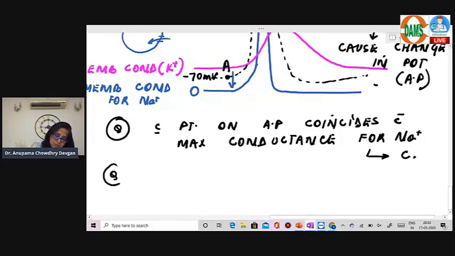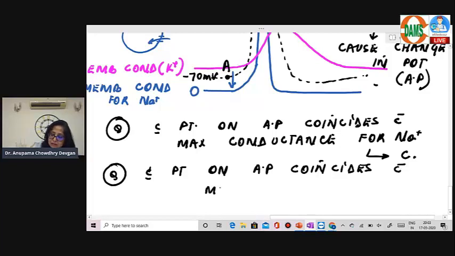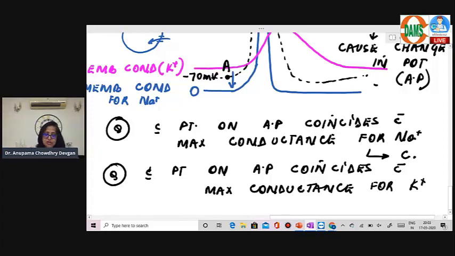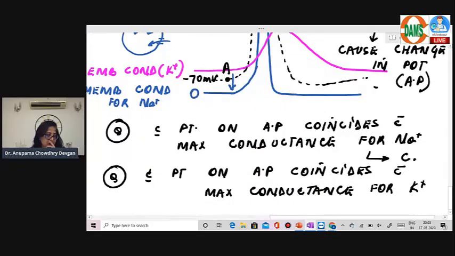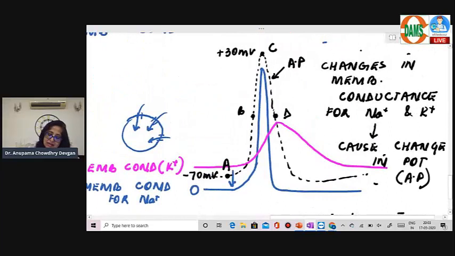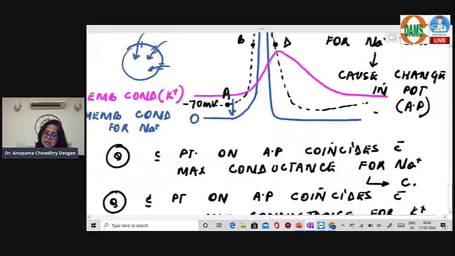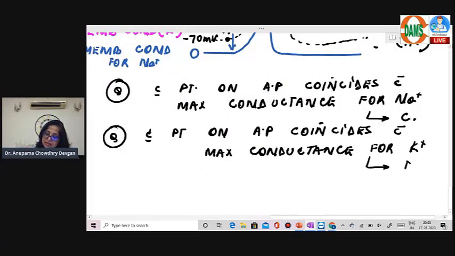Next question. Which point on the action potential coincides with maximum conductance for potassium? Which coincides with maximum conductance for potassium? A, B, C, or D? Tell me, which coincides with maximum conductance for potassium? Potassium maximum conductance will coincide with point D. This is going to be the maximum conductance for potassium. This will be point D.